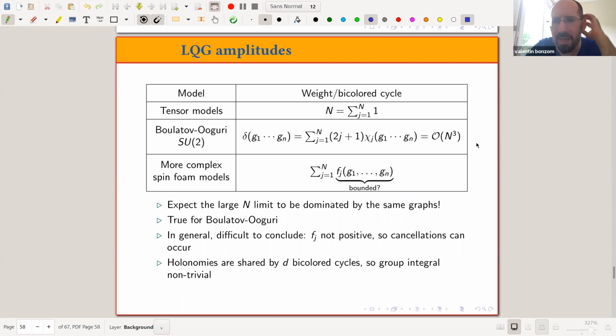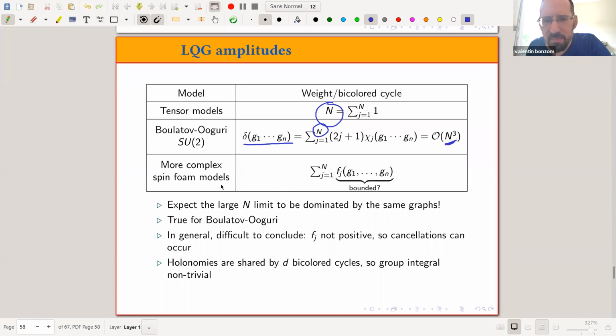So what are the weights associated to bicolored cycles? In tensor models, you have just N. In the Boulatov-Ooguri model, you have some delta of the holonomies because of flatness. And if you expand on modes, which is what I just told you to do, and you add a cutoff, you will find that it scales like N to the 3. Okay. So basically you have some kind of control on the weights.